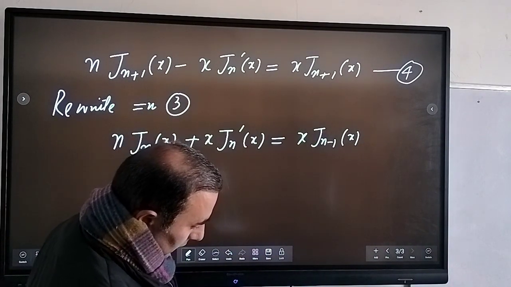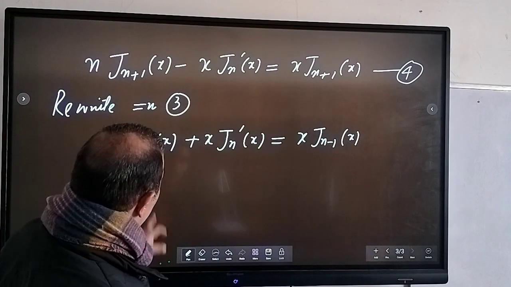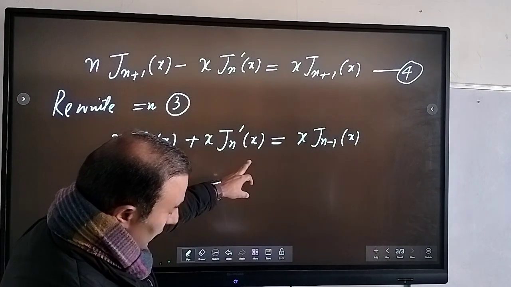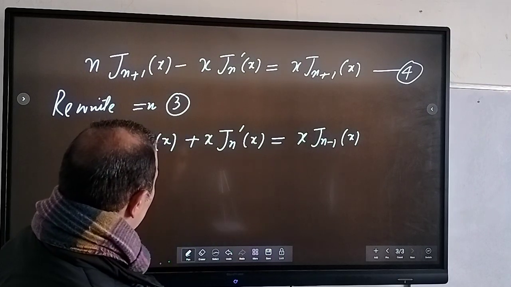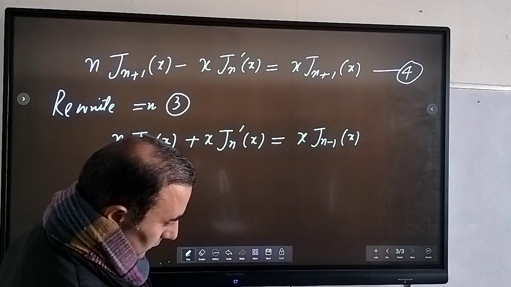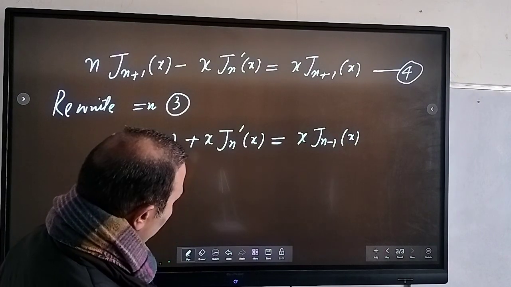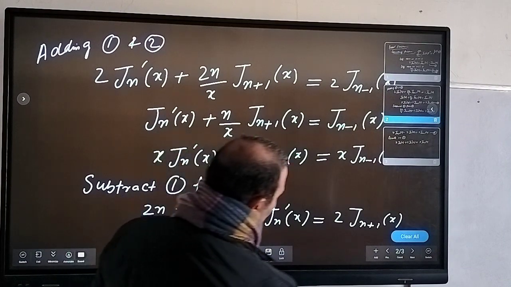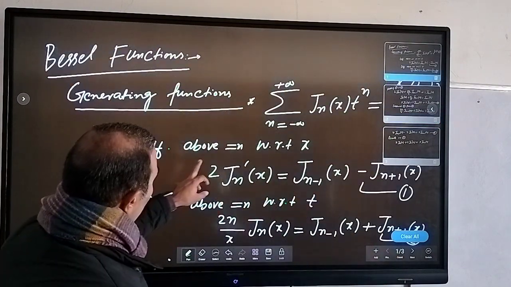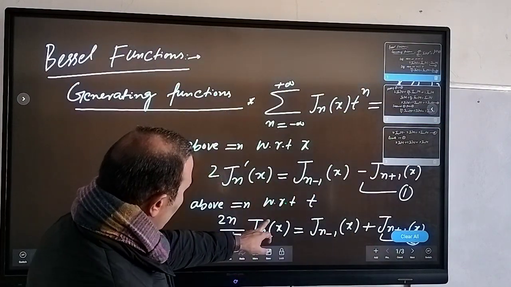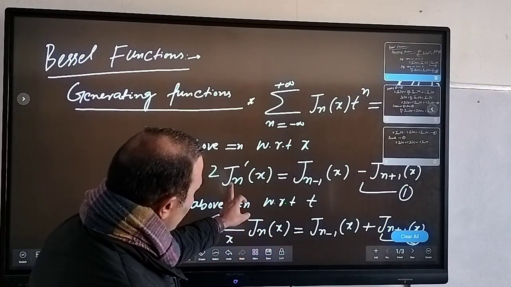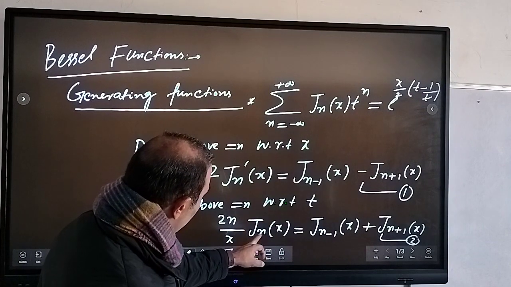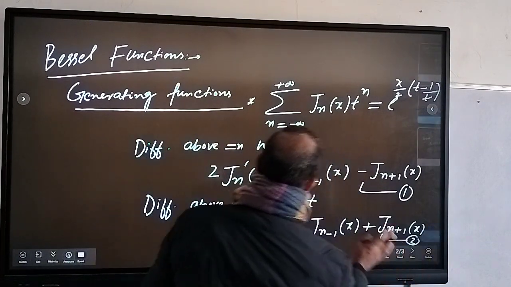So first, when I add this, I'm getting n jn of x plus x jn dash of x equal to x j of n minus 1 of x, right? Let's check whether it's correct, because when I add these two equations, sorry, there is a mistake: this should be 2 j dash of x plus 2n by x jn of x, right? So that was the mistake here.